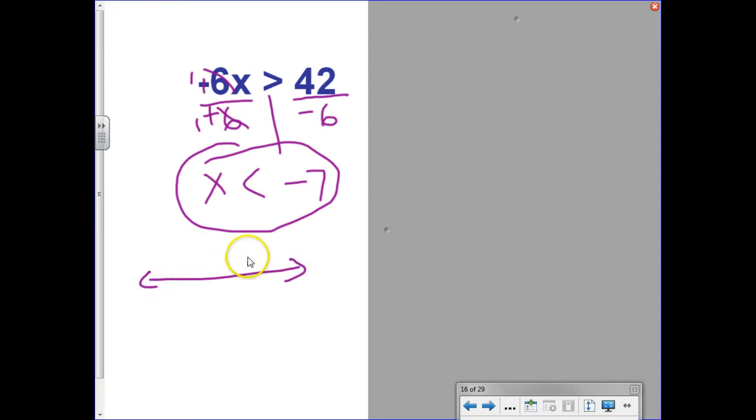We're going to get our number line. Here's 0. Negative 7 is down here in negative land. I'm going to have an open circle and shade it to the left.